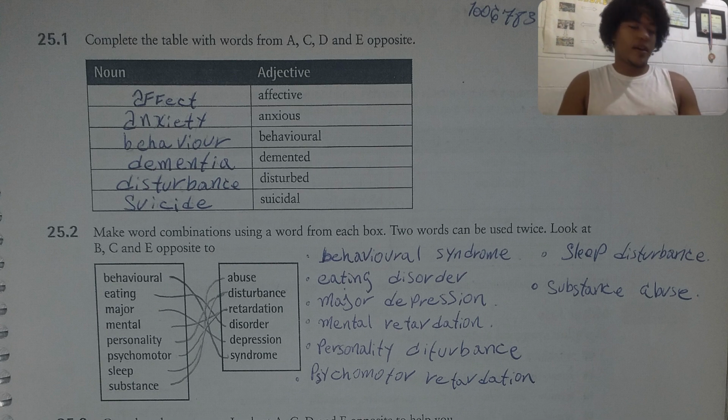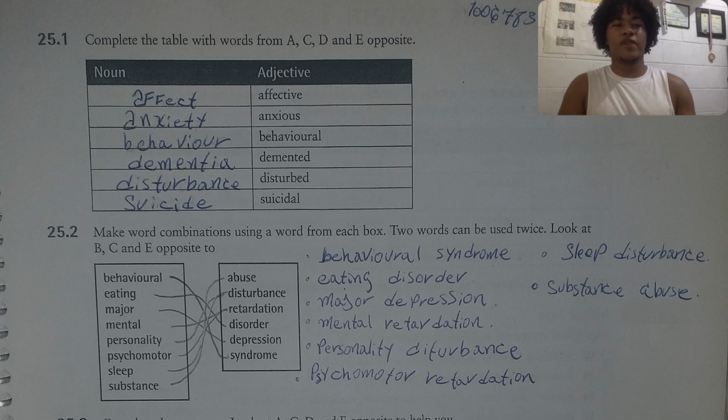Chapter 25, Mental Illness. Exercise 25.1. Complete the table with words from A, C, D, and E opposite. Noun, adjective. Effect, effective. Anxiety, anxious. Behavior, behavioral. Dementia, demented. Disturbance, disturbed. Suicide, suicidal.